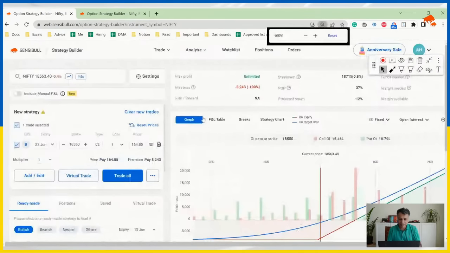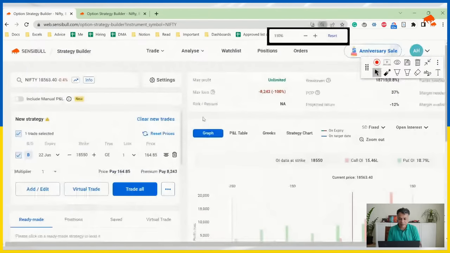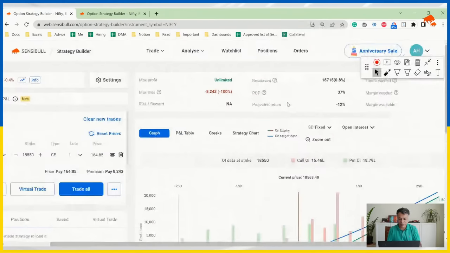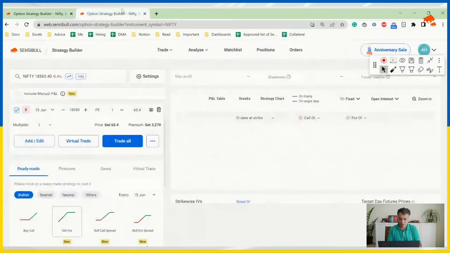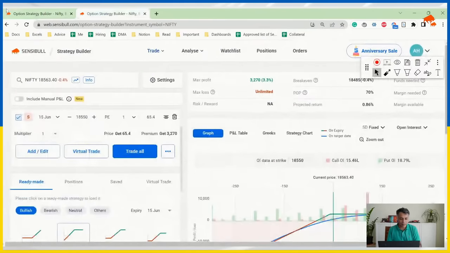When I magnify the screen, something is happening. Okay, this is the max I'll go without really making the font too tiny. Okay.